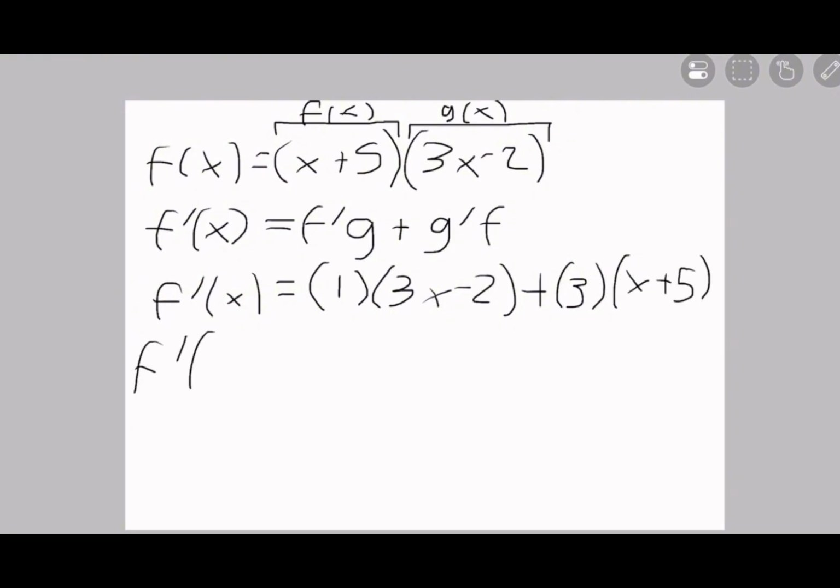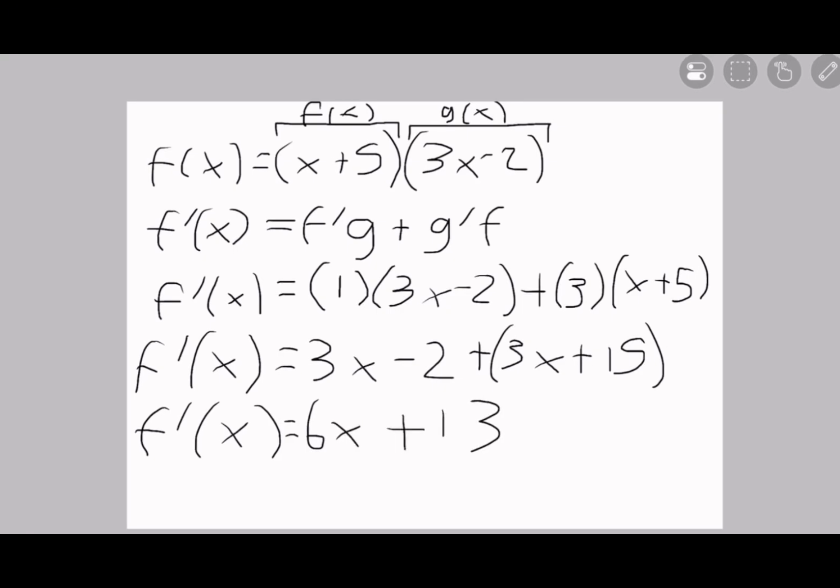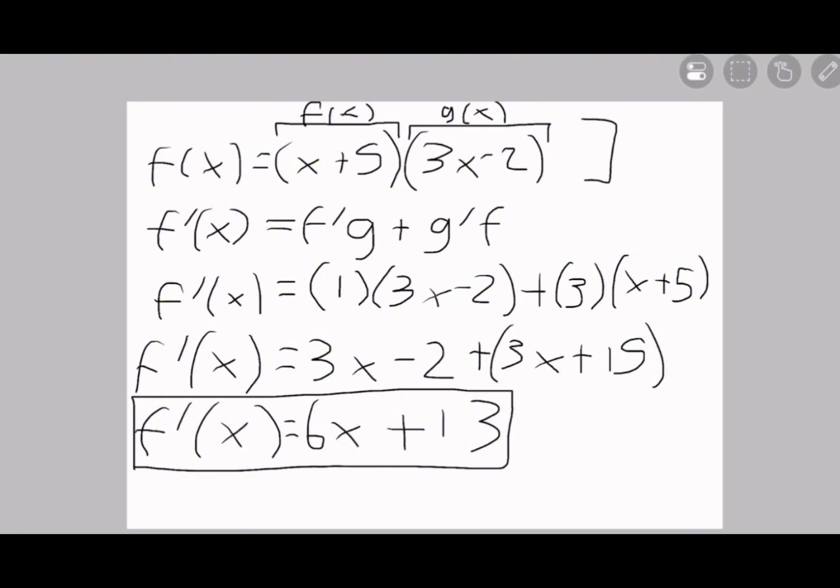Now we can simplify it further to get the derivative of f of x is 3x minus 2 plus 3x plus 15. Now we can add this. Since it's positive, we don't really need to distribute the plus sign. So the derivative of the function is 6x plus 13. This is the answer for the derivative of this equation.